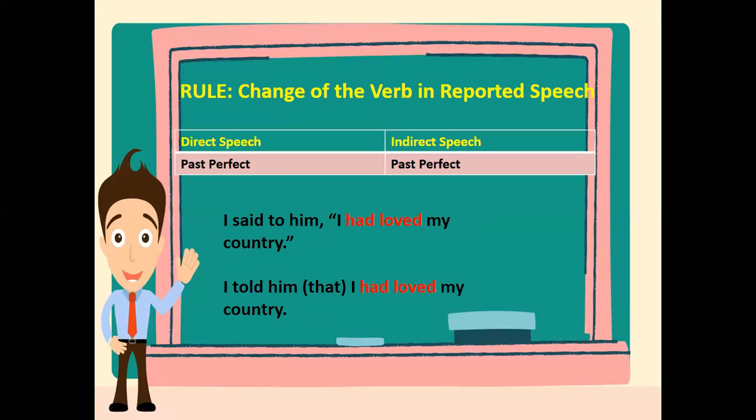Let's see the next tense. Past perfect will remain unchanged. Past perfect will remain past perfect. If you have had plus past participle form, it will remain had plus past participle form. Let's see the example. I said to him, "I had loved my country." It will remain same. I told him that I had loved my country. There is no change in the tense. And the next tense is past perfect continuous.